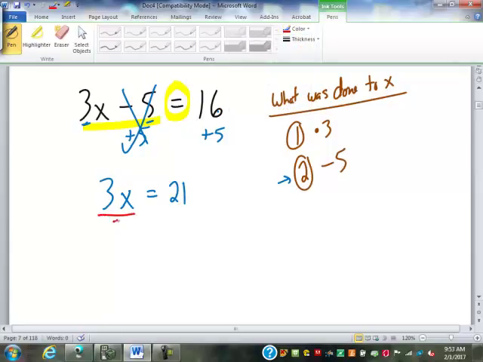X has been multiplied by 3, so we have to divide by 3 to get x by itself. We divide by 3 on the other side to keep that scale balanced. 21 divided by 3 is 7. Any questions?